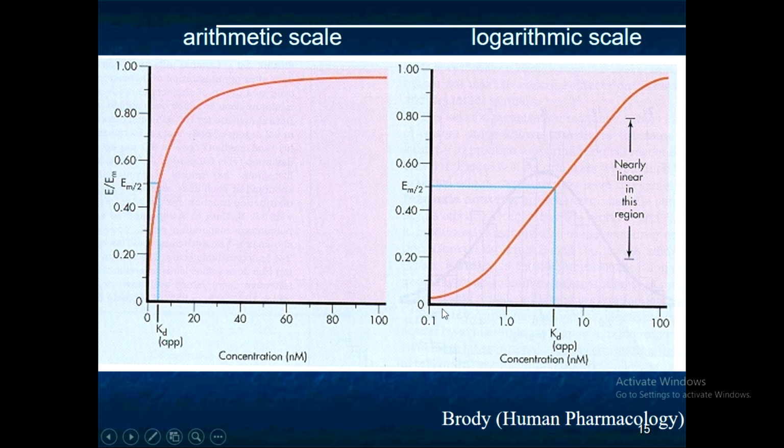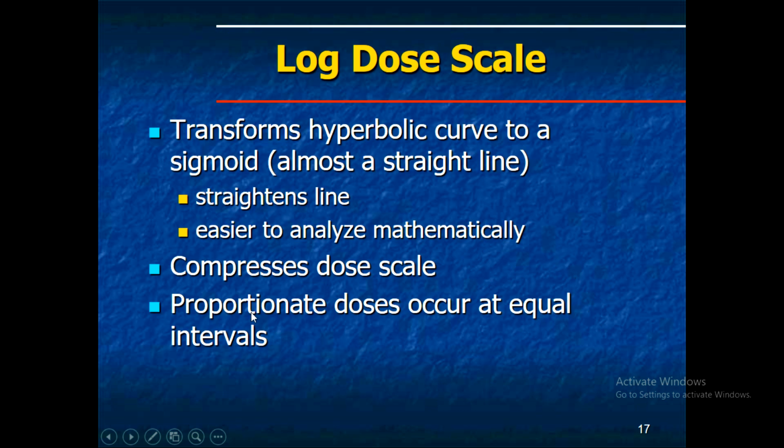That's why this one is better. So this one you can easily switch from nano into the normal grams, because it compresses the dose scale. And you can even analyze higher doses. So from here you go to 1000 nanomoles as compared to 100. So you go to 120, 140, and now 1000 nanomoles. You get it? Good. And then proportionate doses occur at equal intervals.